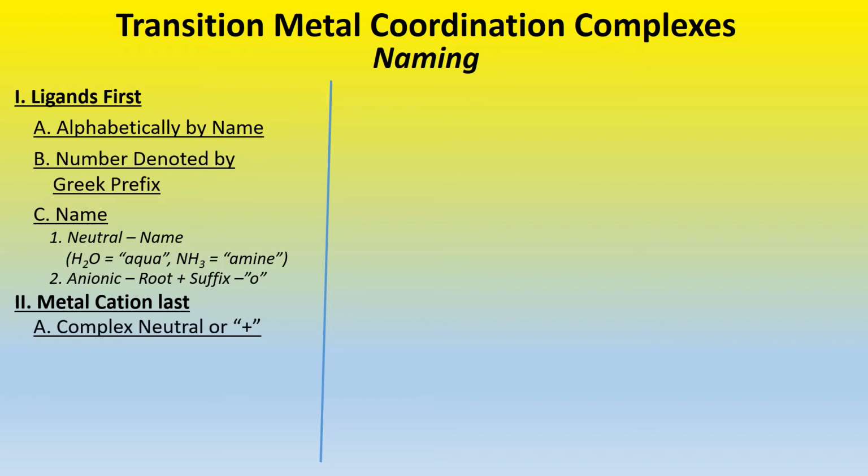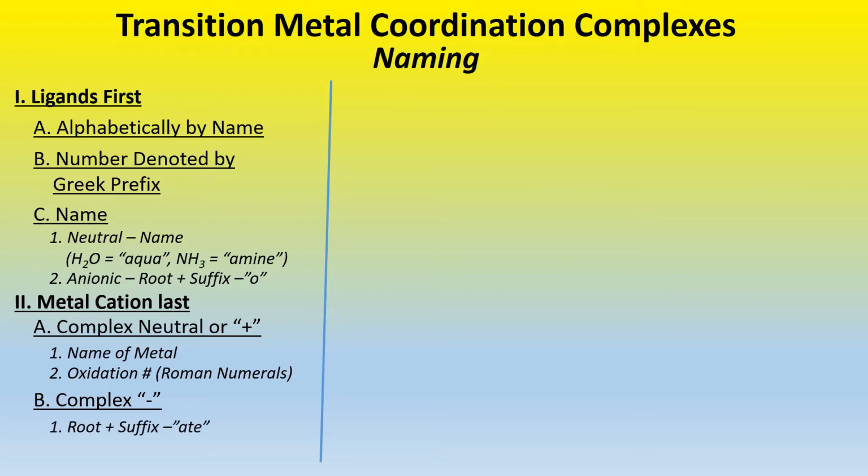If the complex is neutral or positive, one simply names the metal, followed by the charge or the oxidation number of that metal in brackets in Roman numerals. If the complex is negative, as a sum, one takes the root of the metal name and adds the suffix -ate, A-T-E, once again followed by the oxidation number in Roman numerals.